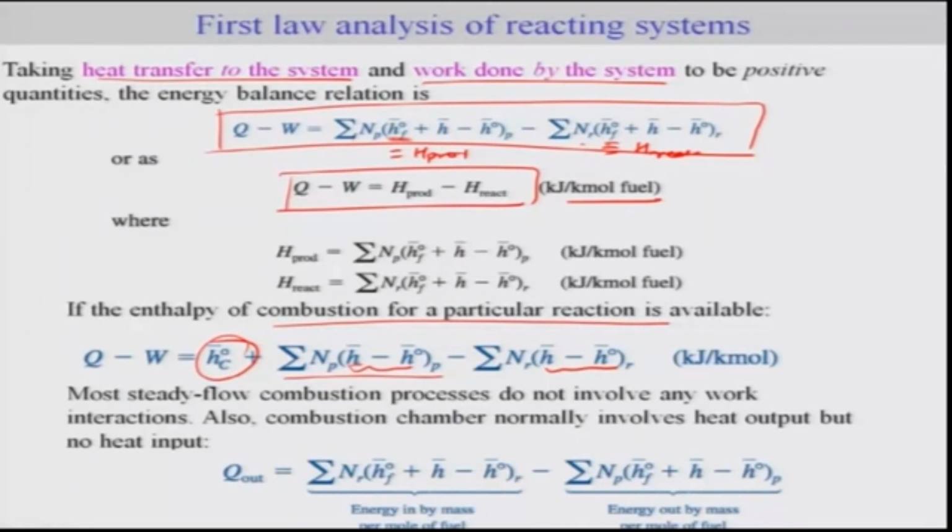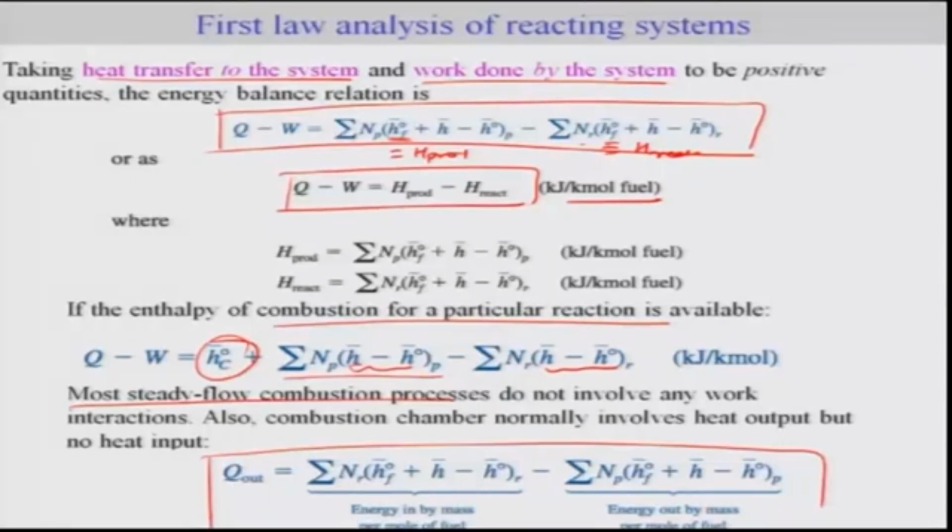So if this is available, we can directly make use of this expression. For most steady flow combustion processes, work interaction is not usually involved, which means this would be 0. And one can write Q out, the heat generated, as nothing but the difference between the enthalpy of the reactant entering the combustion chamber and the enthalpy of the product leaving the combustion chamber.